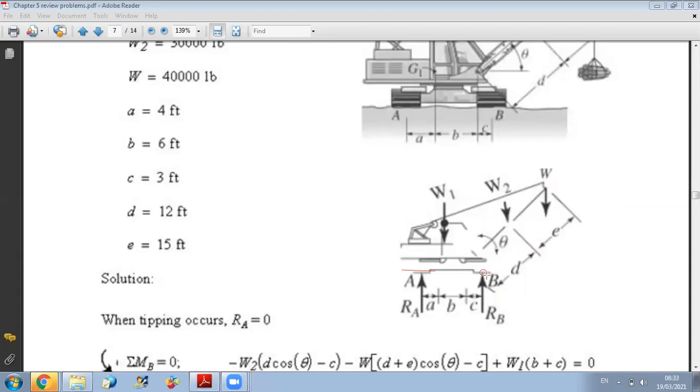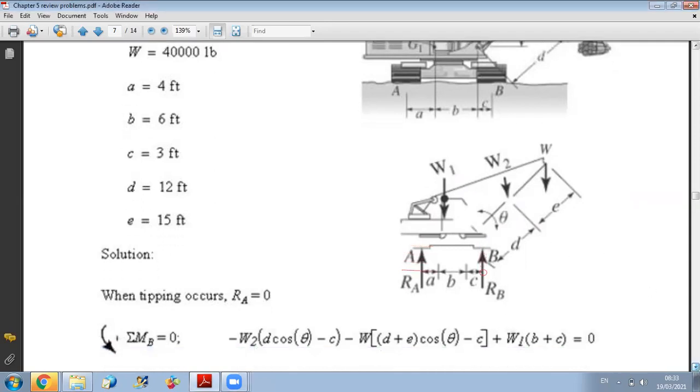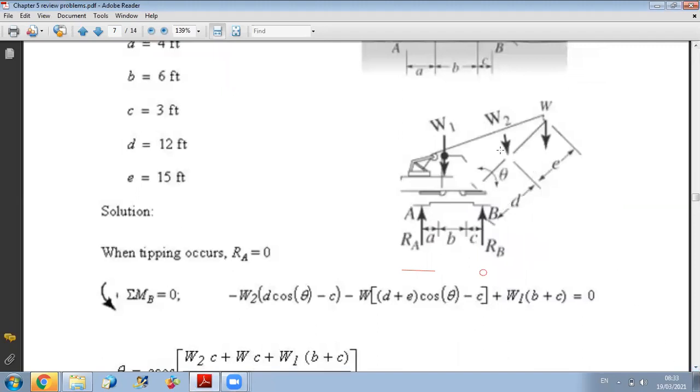So to do this, we will now calculate the angle theta corresponding to this condition. I have all forces acting on my system. I know everything. Just my condition is to calculate theta. So I will do the sum of moments about B equals 0. Then I will do my calculation.